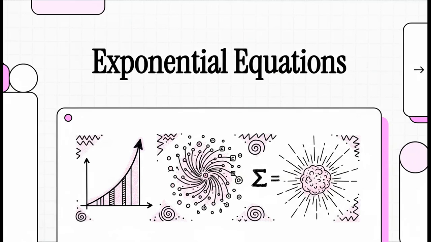Have you ever noticed how some things don't just grow? They seem to explode? Like a viral video, or maybe the interest on a credit card. It's not this slow, steady climb. Nope, it's a rocket launch. And that kind of explosive change, well, it follows a very specific mathematical pattern. Today, we're going to unlock the code behind it: exponential equations.